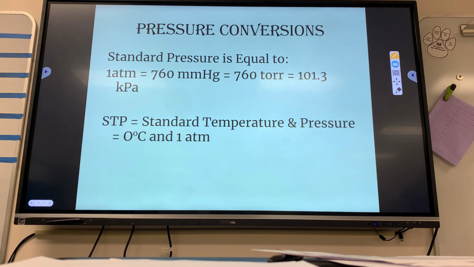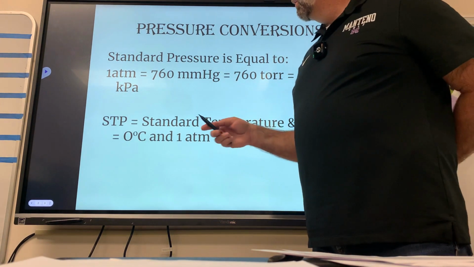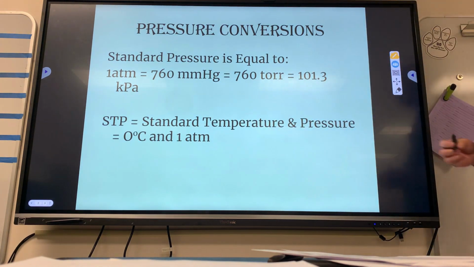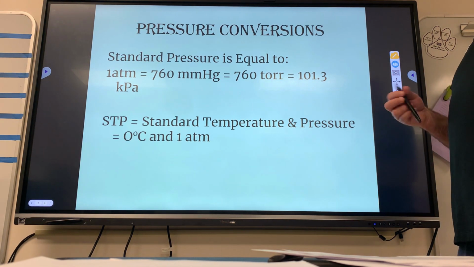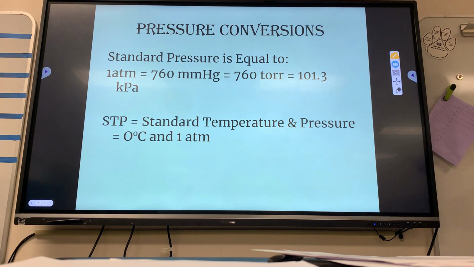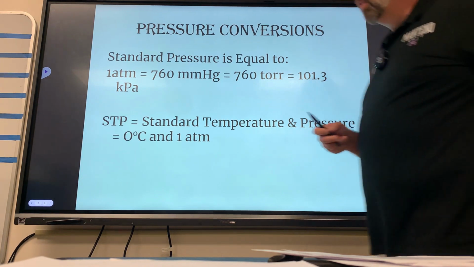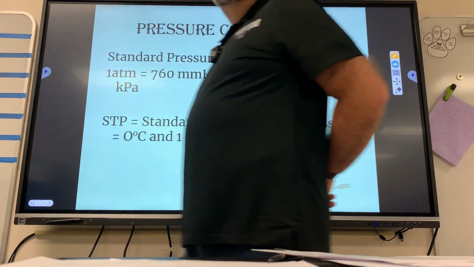I won't get into how pressure was measured here. That's more of a physics thing. Maybe we'll do that next year. And then lastly, the standard temperature for STP is 0 degrees Celsius or 273 Kelvin. But we'll talk more about that later this week when we get into Charles' law. So let's do an example.